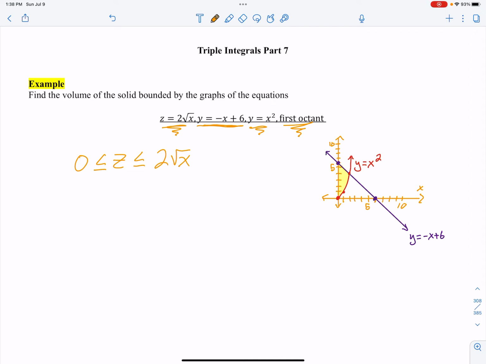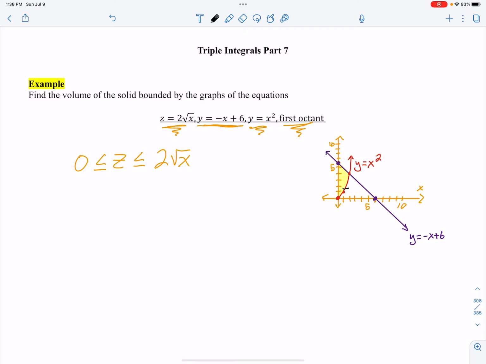Now, we have a couple options here. I can either do x or y here. If I look at x goes here, and then over here it goes to a different function. So I probably don't want to use x, because it goes to the purple function and the red function. That means that I have to split my integral. I don't know if you guys remember doing that in Calc 2, but you can split your integral between bounds. That way your top function changes and we don't have to worry about it too much.